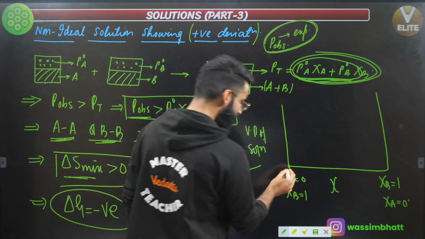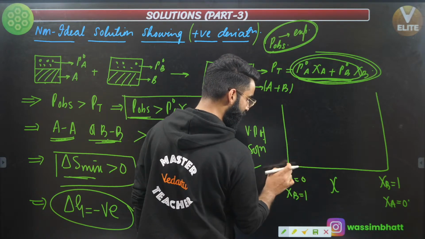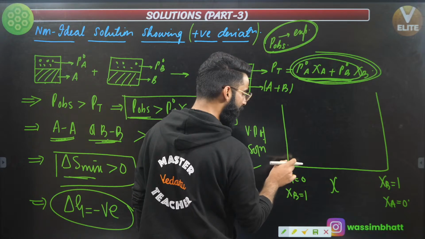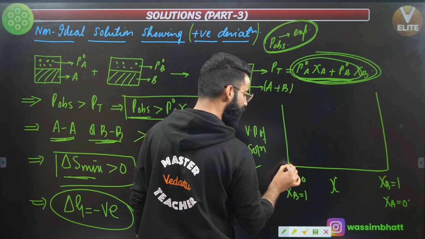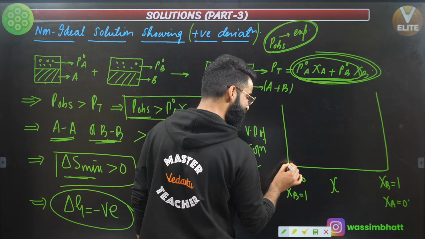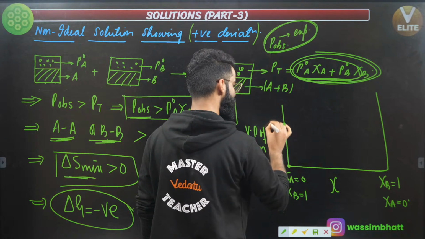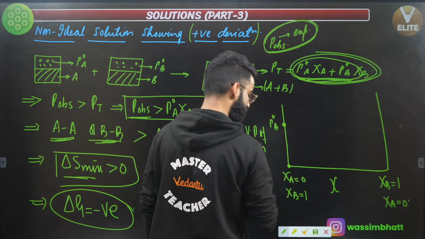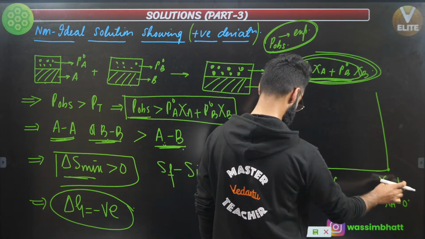So at this point, chi A is equal to 0, chi B is equal to 1. That means in the container I have got only liquid B, okay? If there is only liquid B in the container, B is present in its pure form and its vapor pressure is simply going to be P naught B. Let's say this is your P naught B, correct?